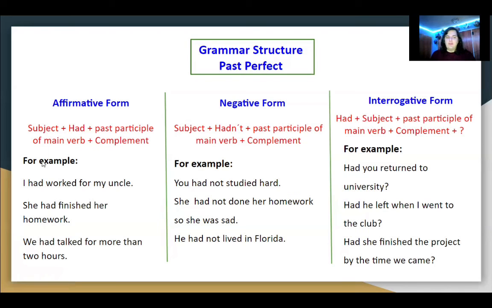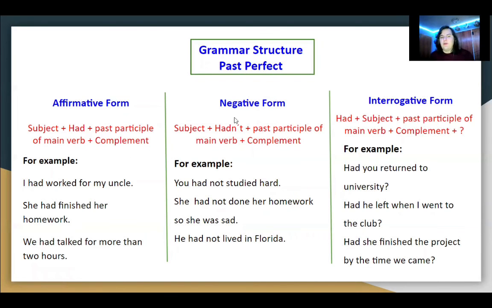She is the subject, had finished, past participle of main verb, and her homework is a complement. And we is the subject, had talked, past participle of main verb, and for more than 2 hours is a complement.